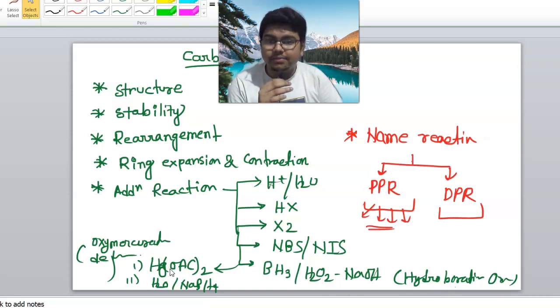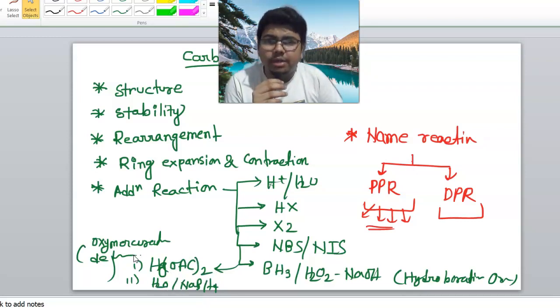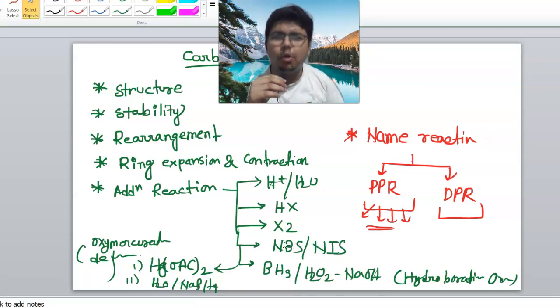Here also carbocation is formed. Next, Hg(OAc)2, mercuric acetate, and second step water, NaBH4. This reaction is oxymercuration demercuration. So all these addition reactions are associated with carbocation. We are going to discuss all of them, and I will ensure all your queries about these reactions and possible rearrangements will be clarified after this video.